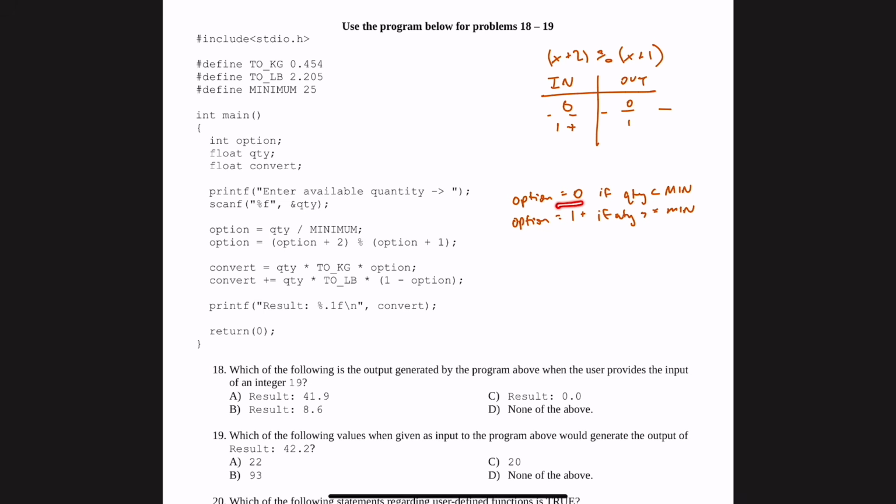So if option is equal to 0, if quantity is less than minimum, then we make this transformation, 0 stays as 0. If option is 1 or greater, depending on how much greater quantity is than minimum, we're going to scale it down to 1 no matter what. Even if quantity is 5 times minimum, and this is 5, after this equation it's going to be 1. So what I can do is take out this 1 plus. Now these two lines are represented by this logic right here.